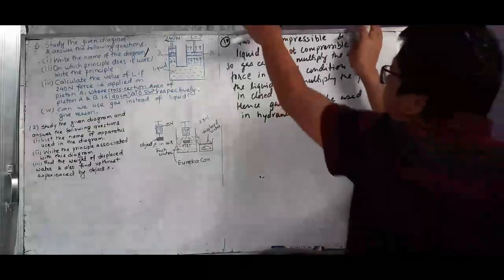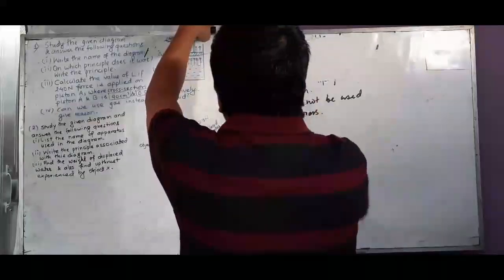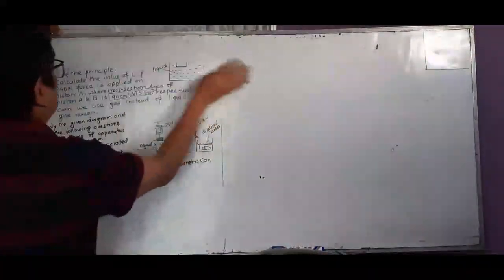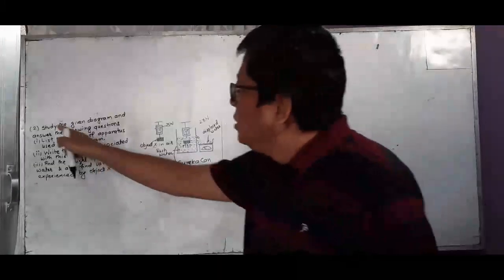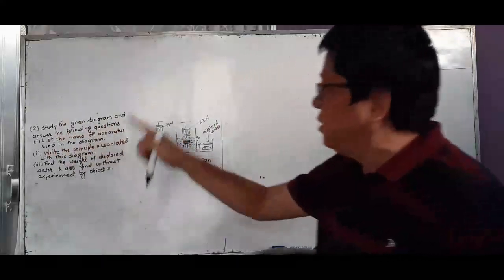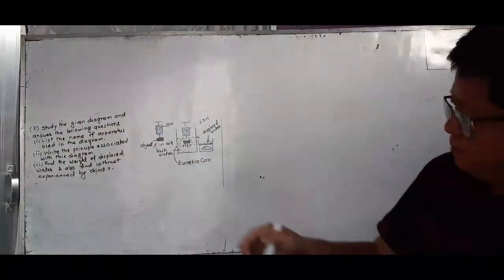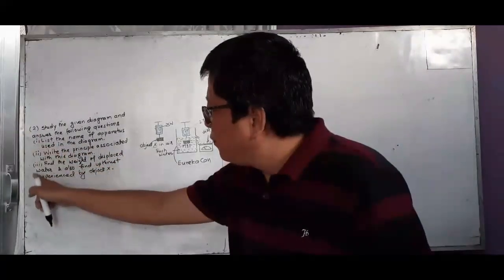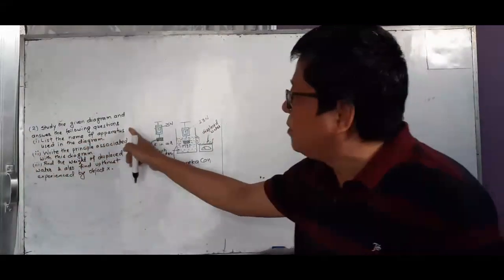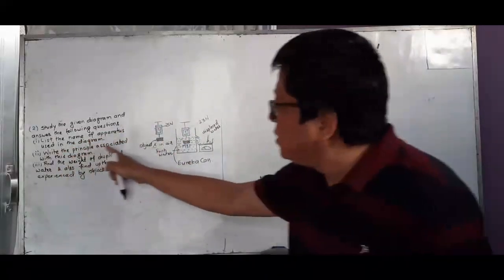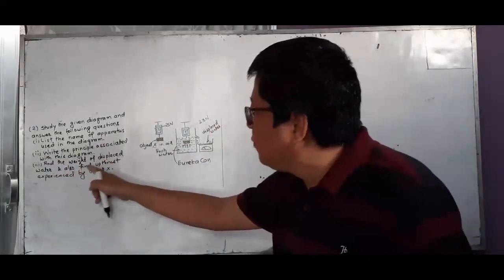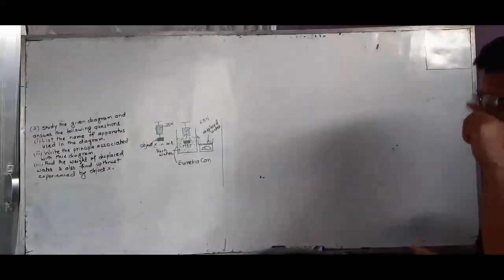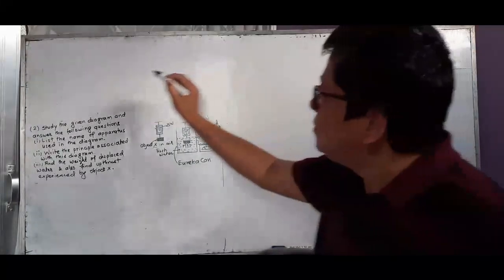Now we discuss question number 2. Let us clear it. So let us see question number 2. Study the given diagram and answer the following questions. We have three sub questions. List the name of the apparatus used in the diagram. Write the principle associated with this diagram and find the weight of the displaced water, and also find upthrust experienced by the object X. So first answer right here.